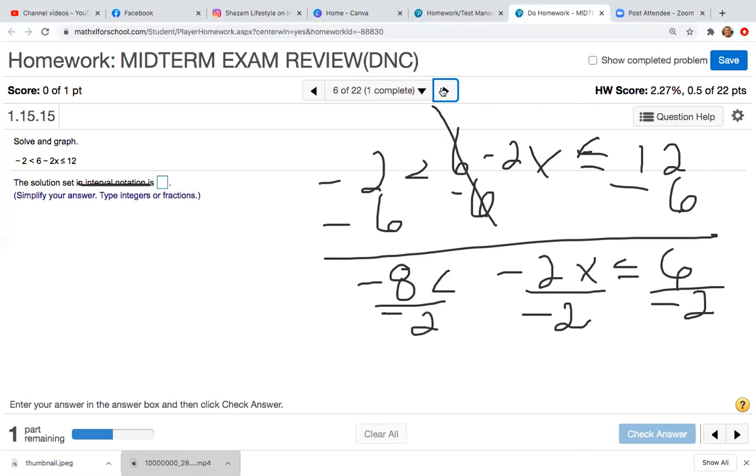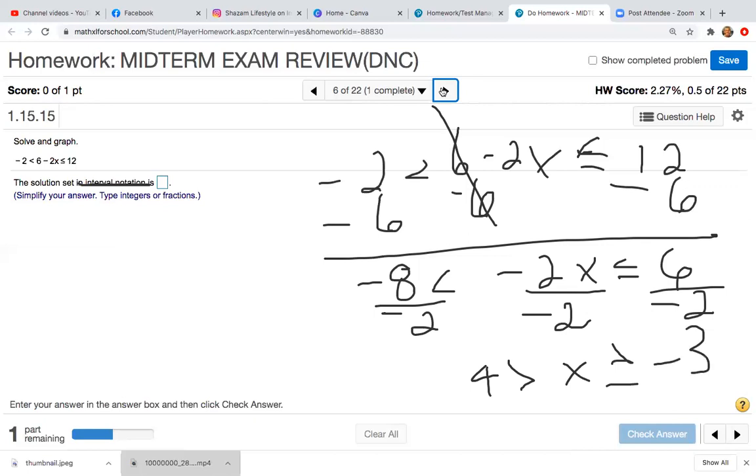So you'll end up with 4 is greater than x. Both inequality symbols must be reversed because you're dividing by a negative. Whenever you divide by a negative, remember that's the rule. Whenever you divide by a negative, you must reverse, switch, or flip the inequality symbols.